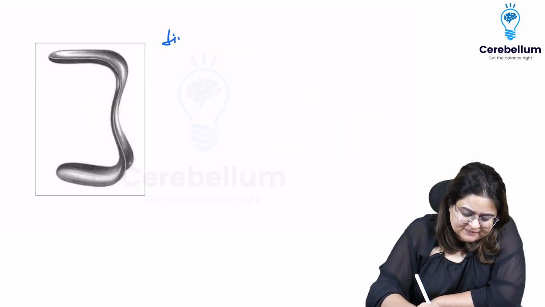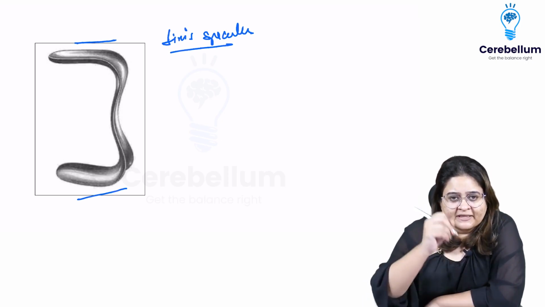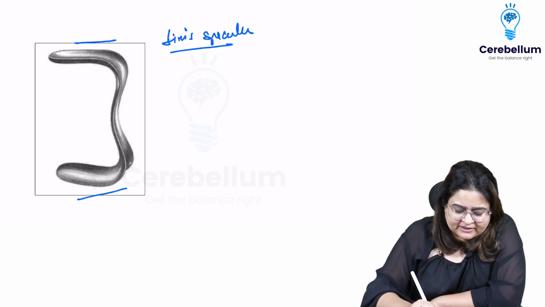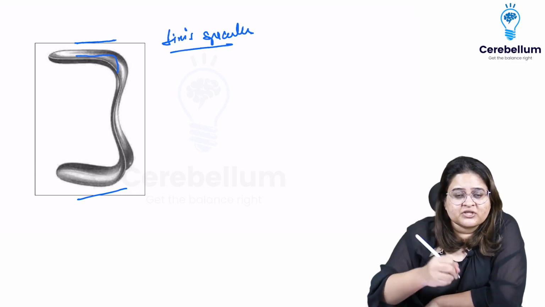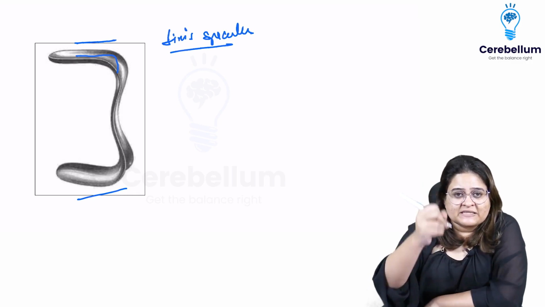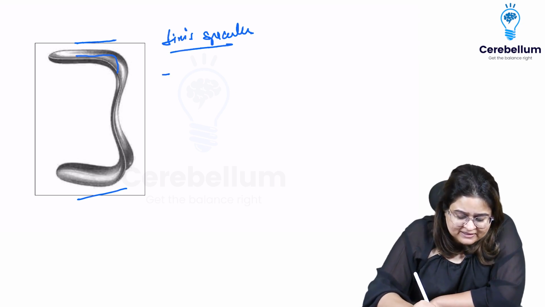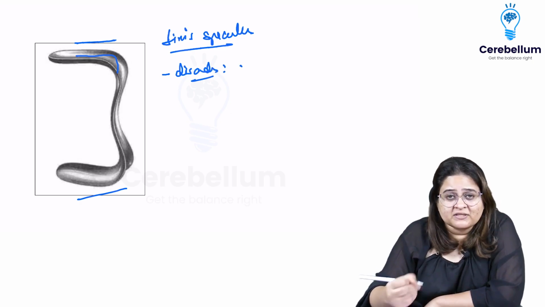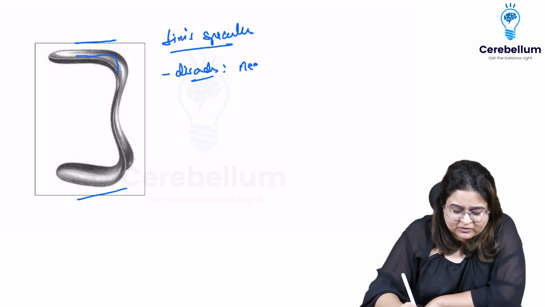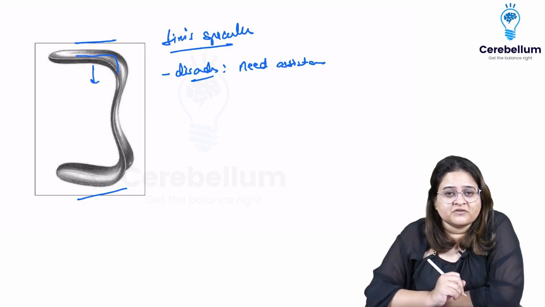This is a Sims speculum, and you can see it has valves on both the ends and a central groove in the middle. The groove is so that secretions can drain out. If she's bleeding or leaking, the secretions can drain out through that. The disadvantage is that although the space is more, you need assistance, you need another person, because this is going to retract the posterior vaginal wall.